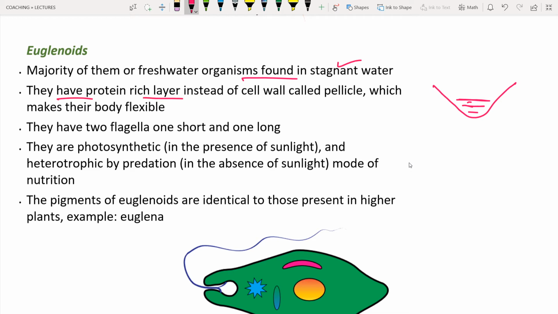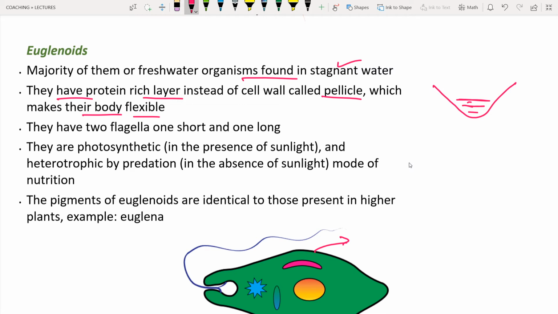So they also have a cell wall. But the cell wall is made up of pellicle. If you see the plant cell wall, it is made up of cellulose, but the cell wall of these euglenoids is made up of a substance known as a pellicle, instead of cellulose. So due to the presence of pellicle in their cell wall, they have a flexible body. The body is very flexible and soft.